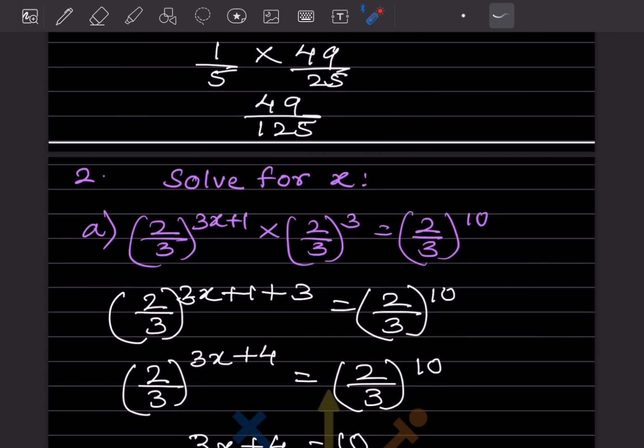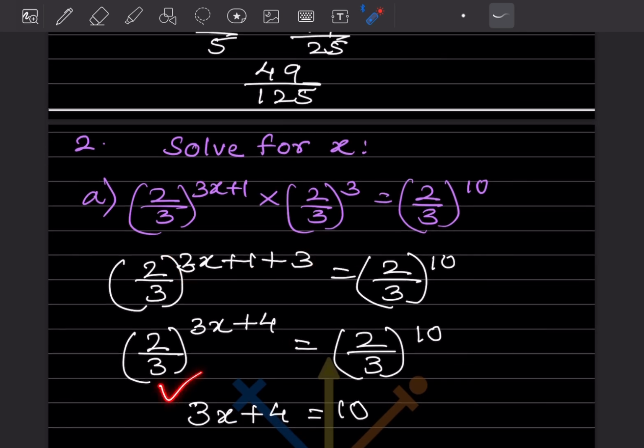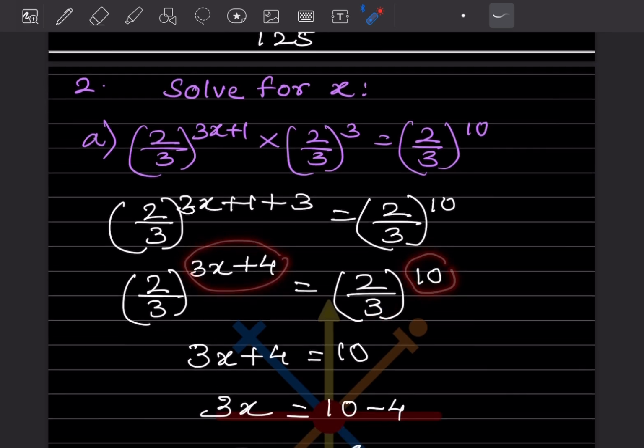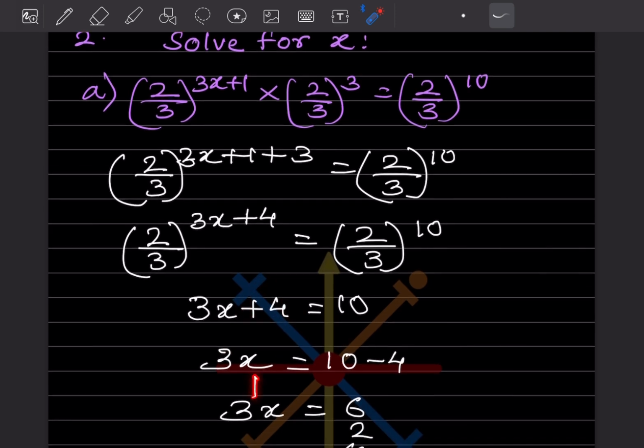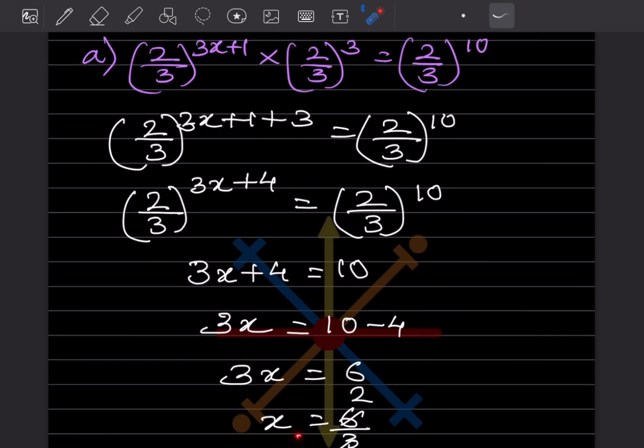Solve for x. Now you can see the base is the same. Because this is multiplication, you're going to add the index. So that is going to be 3x plus 1 plus 3. This stays the same. So this is going to be 3x plus 4. Again, both the same, so now we can see the index. This will be equal to this one. So that will be 3x equals 10 minus 4. So 3x is going to be 6. So x is going to be 6 divided by 3, which is x equals 2.